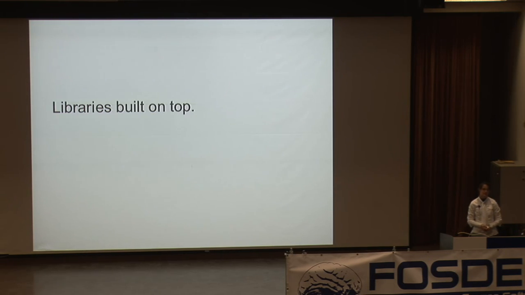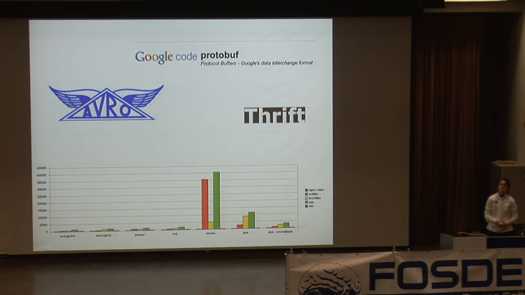There are a few libraries built on top of Hadoop that make handling your data easier. You may store your files in a plain text format, but that obviously isn't very efficient. Neither space efficient nor time efficient in terms of parsing time. What you want is a binary format that you can upgrade easily. That's where something like Avro or Thrift or Google Protocol Buffers come into play.